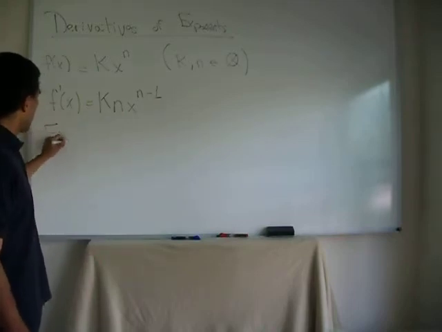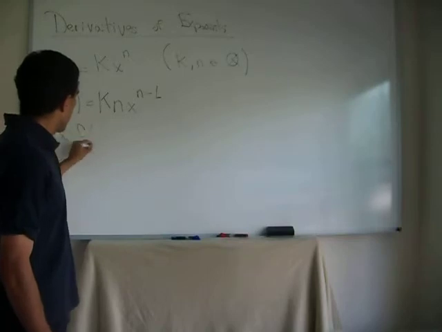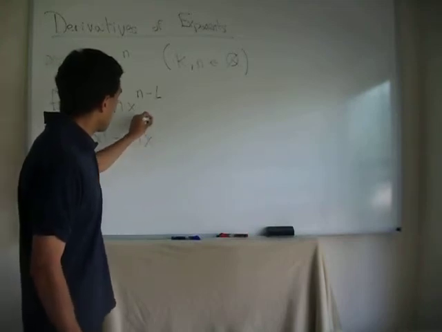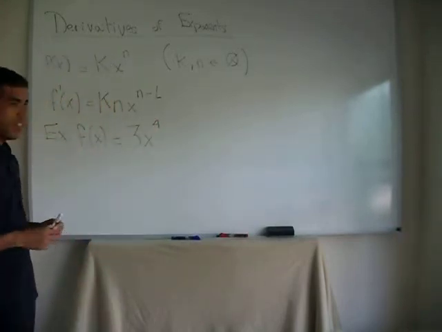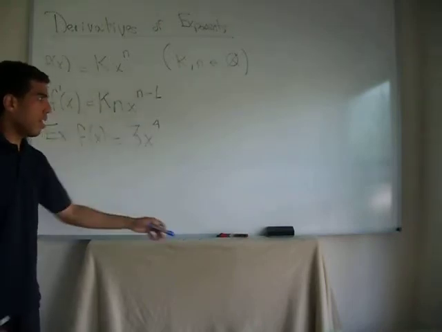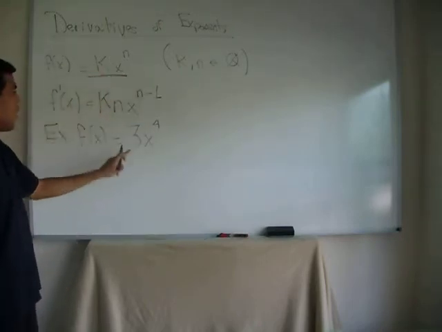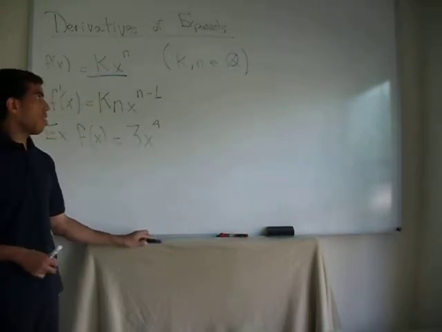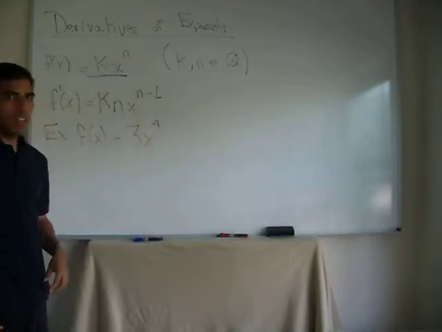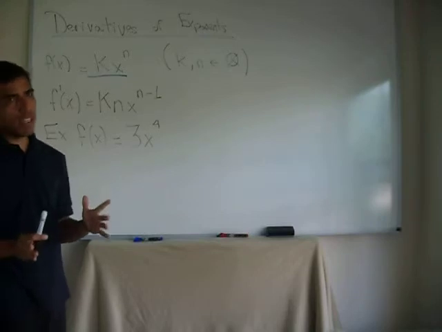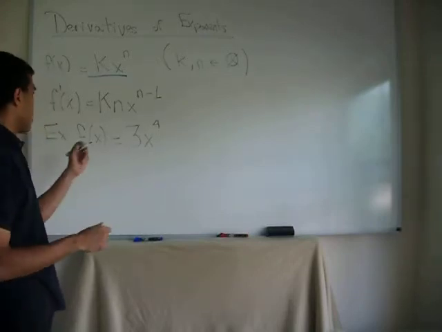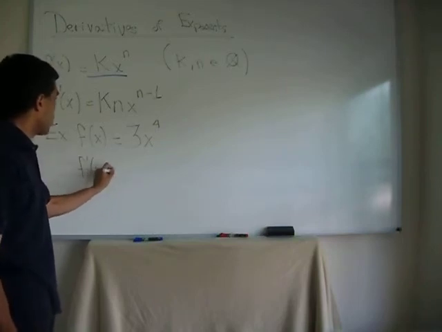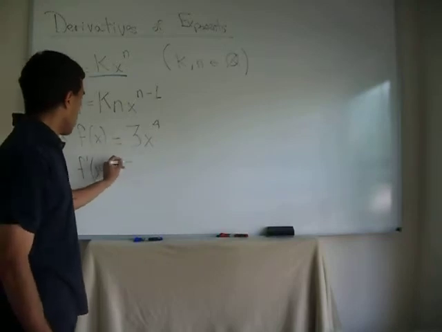let's do something like f of x equals 3x to the power 4. It's exactly the same format that we have right here. We have a constant k, which in this case is 3. We have the variable, and the degree of the variable is 4 in this case. N equals 4. So how do we do that? Well, let's do it very slowly, and then we'll pick up the pace in the following examples. F prime of x is going to be 3, k stays the same.